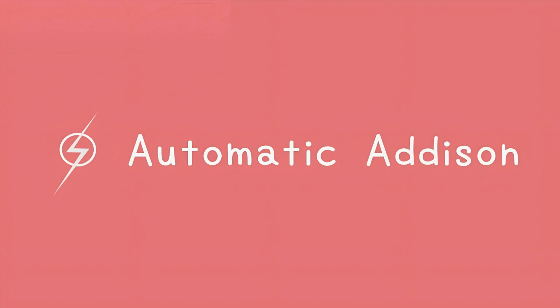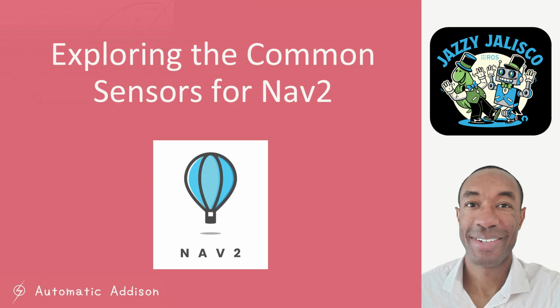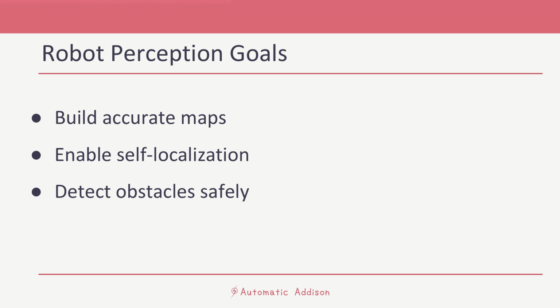In this tutorial, we will explore the various sensors commonly used in mobile robotics for navigation and mapping using Nav2. Mobile robots rely on a wide variety of sensors to perceive and understand their surroundings, enabling them to build accurate maps, localize themselves within those maps, and detect obstacles for safe navigation through dynamic environments.